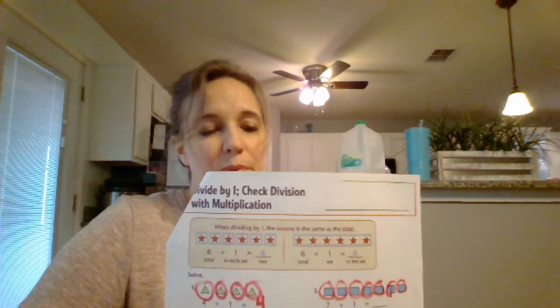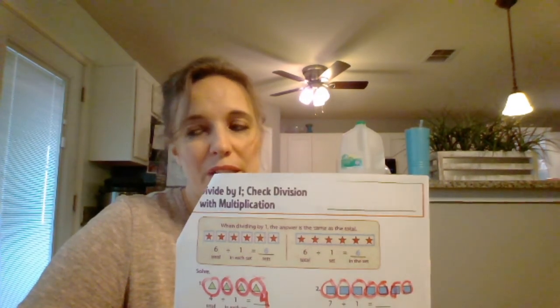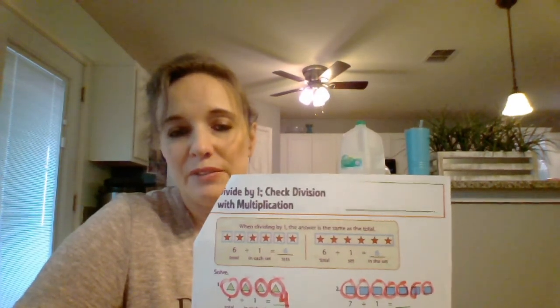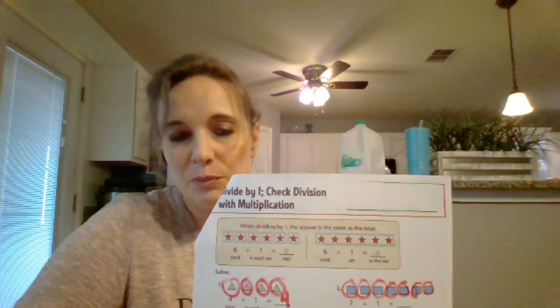Okay? 7 divided by 1. Let's look at it. If you put 1 in each set, how many sets are you going to end up with? 7, because you only have 7 objects, and if you only have 1 in each set, then you're going to still have 7. It's 7 ones. It's 1 plus 1 plus 1, 7 times.